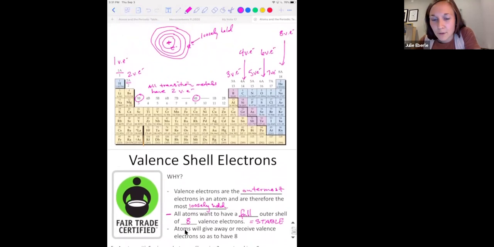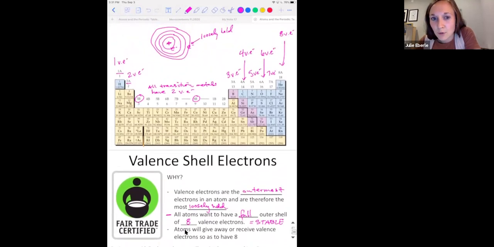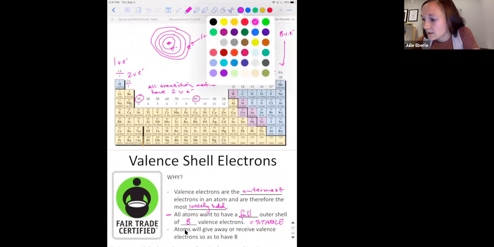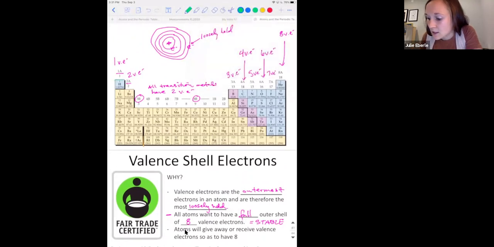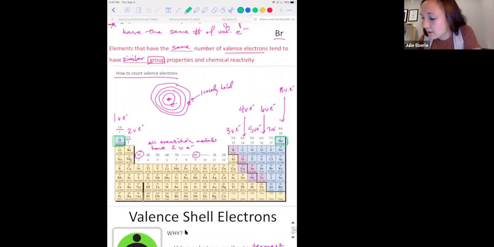I will tell you, there are 2 exceptions to this rule. I'm going to box these in green: hydrogen and helium. Why are they exceptions? Well, I don't think I've explained this yet, but based on what row the element sits on in the periodic table, that corresponds to how many shells are around the nucleus.